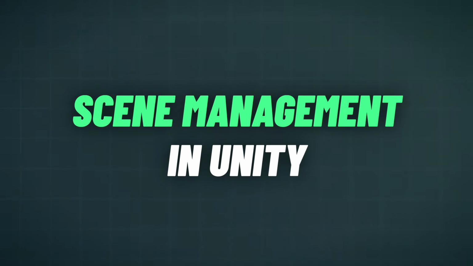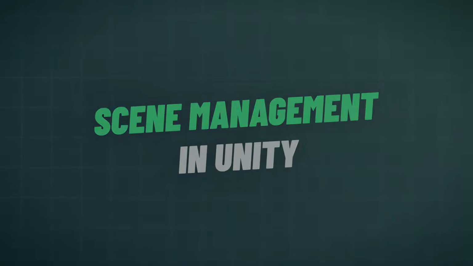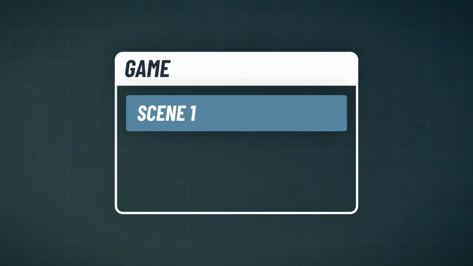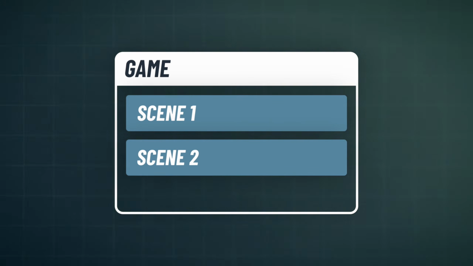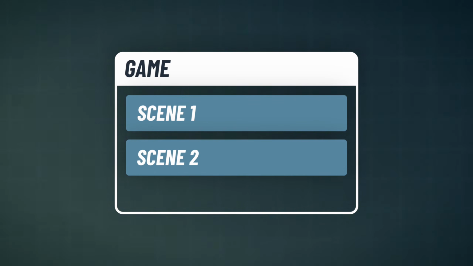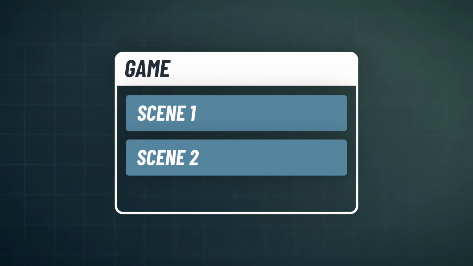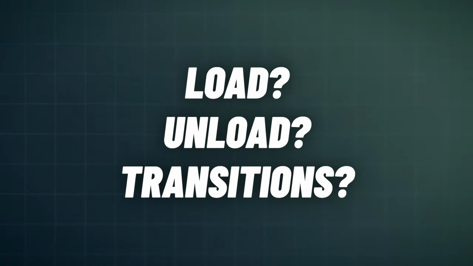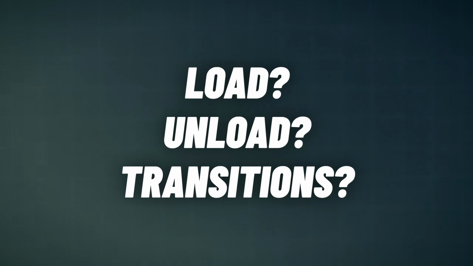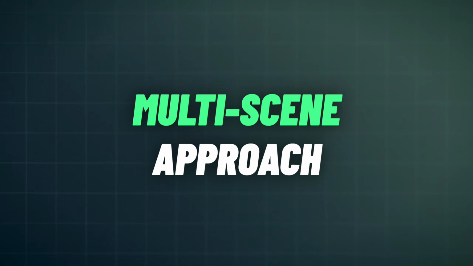So to better understand the problem, let's quickly look at how scene management usually works in Unity. By default, you load one scene at a time. When you switch to a new scene, the old one is completely unloaded and everything inside it is destroyed. Now, Unity also gives us additive scenes, so you can load multiple scenes at once and stack them together. That's super useful, but on its own, it doesn't really solve the bigger problem. You still need a way to decide what stays loaded, what gets unloaded, and how to handle smooth transitions between them. And that's exactly where my approach comes in.